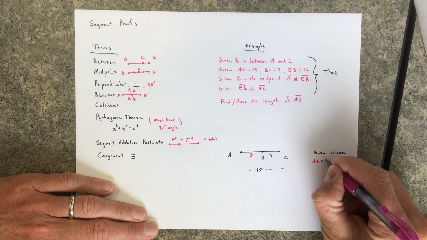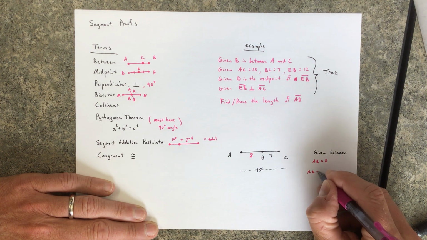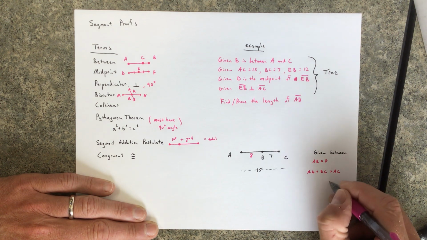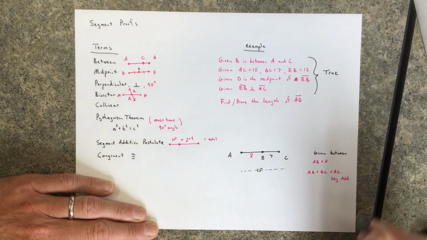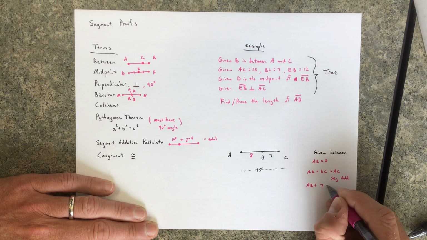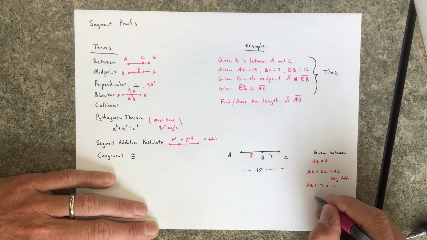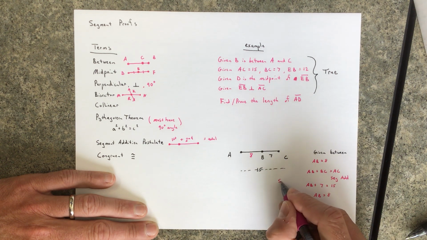AB is equal to 8 because I know that AB plus BC equals AC because of the segment addition. And then I can do a substitution. I don't know what AB is yet, but I know BC was 7 because that was given, and AC was 15. So that's like a substitution and then subtraction. And I can show that AB is equal to 8. And how did I do that? Well, I use substitution and I use subtraction.